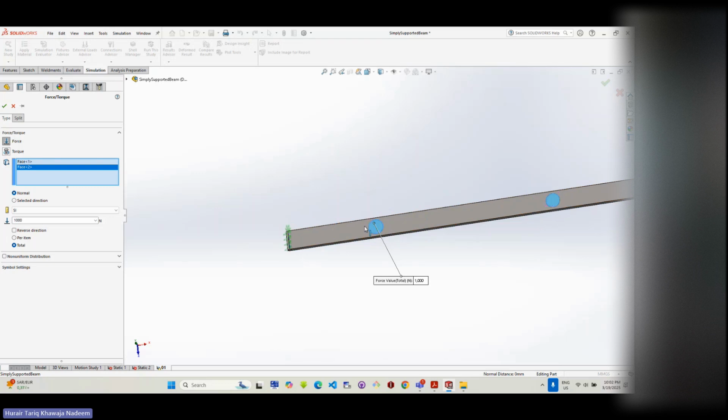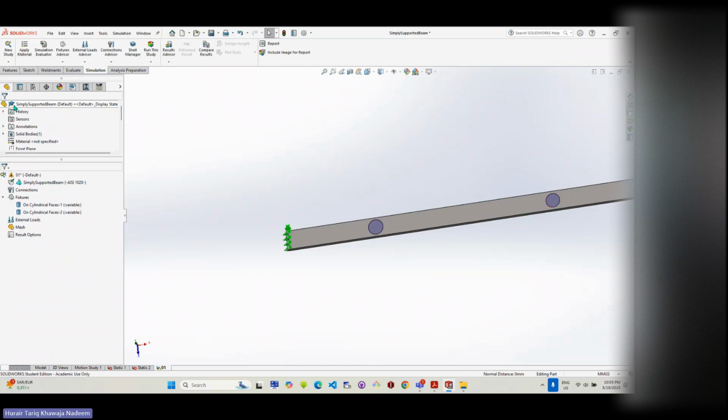Okay. So the total force is 1000. Or you can say per item, which means this is going to have 1000 and this is also going to have 1000. This means per item. Total means both of them are going to have a total force of 1000. Okay. So I think now you understand what they actually mean.